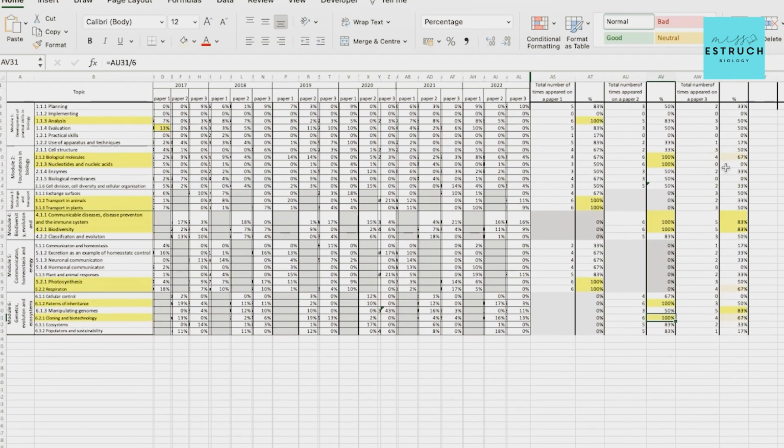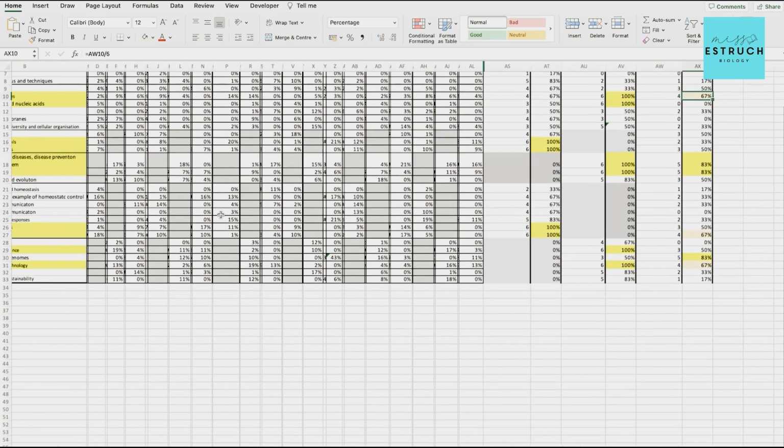And then if we have a look at the total number of times appeared on paper 3, there wasn't any that came up every single year, but communicable disease and biodiversity did come up a lot, as did patterns of inheritance. After that, the ones I've highlighted in the next bits were quite common. So cloning and biotechnology, respiration, and then also biological molecules.